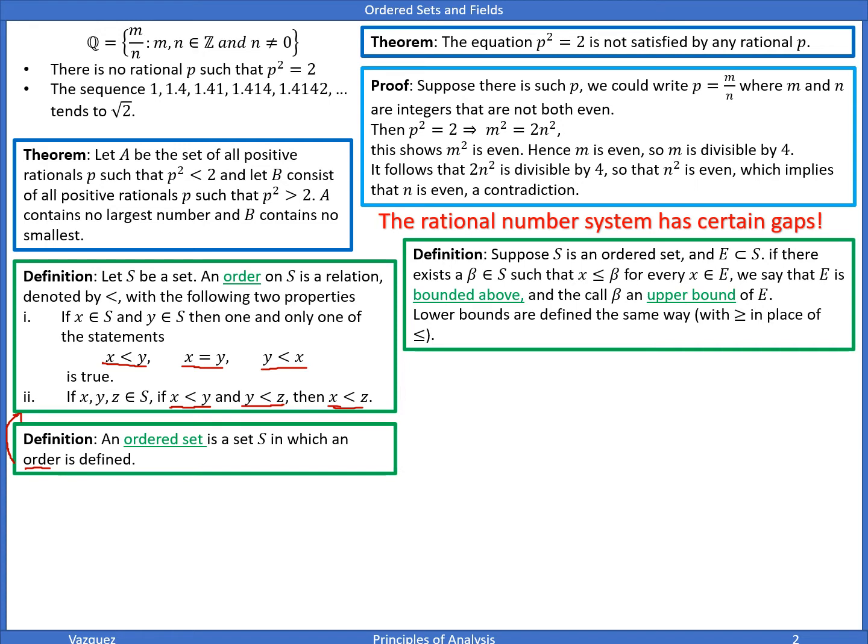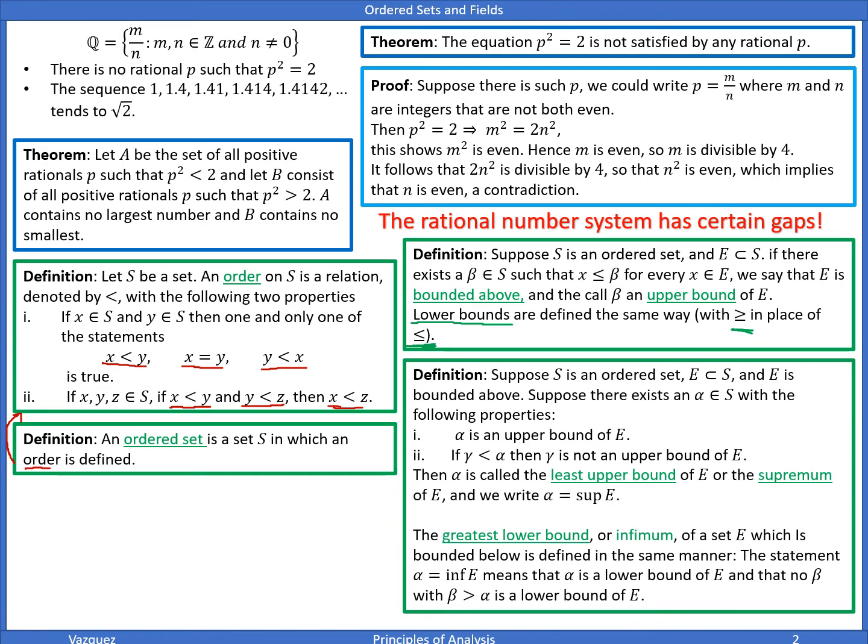And lower bounds, I should have highlighted this, I'm going to underline it. Lower bounds are defined the same way, just as it says here in the parentheses, with the opposite inequality symbol in place of this one. Now we define the least upper bound, because beta is an upper bound, but there can be many upper bounds.